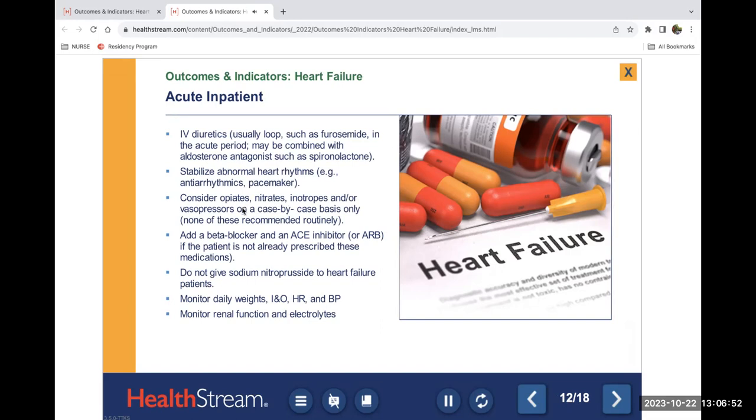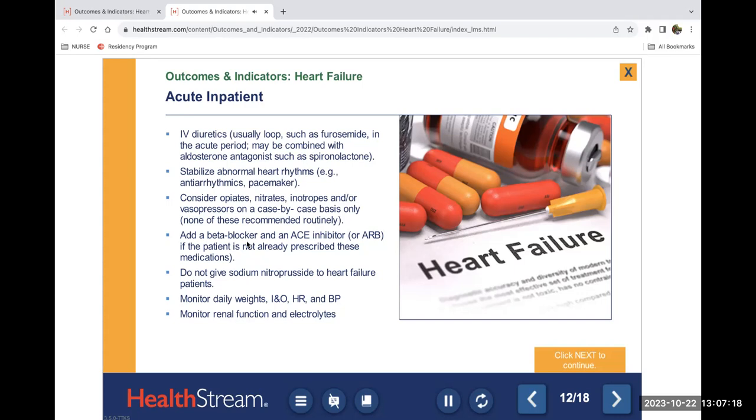Reduce both preload and afterload with diuretics, opiates such as morphine, and nitroglycerin if coronary perfusion is inadequate. If the patient has both heart failure and low blood pressure, consider inotropes and vasopressors on a case-by-case basis. Add a beta blocker and an ACE inhibitor, or ARB, if the patient is not already prescribed these medications.